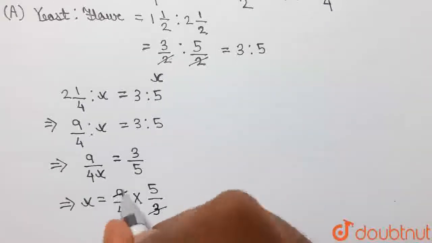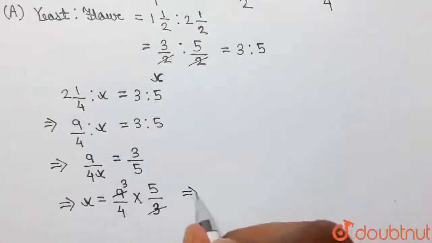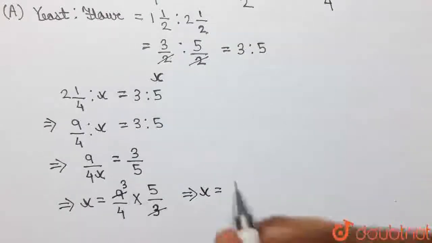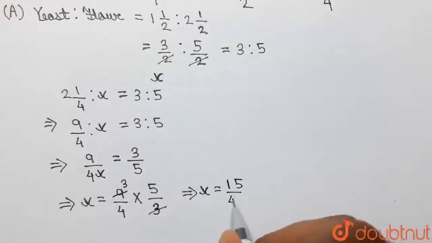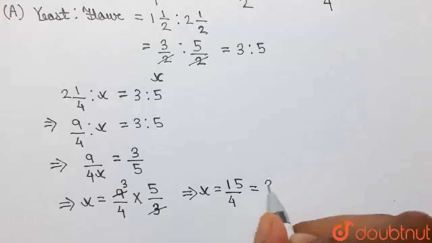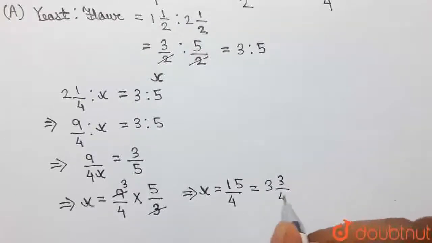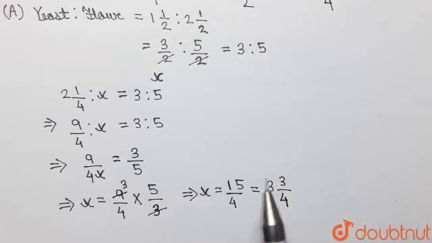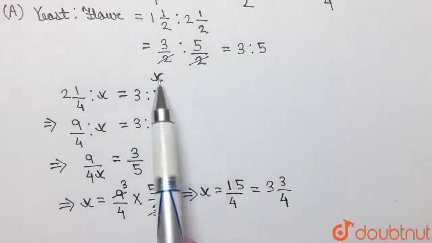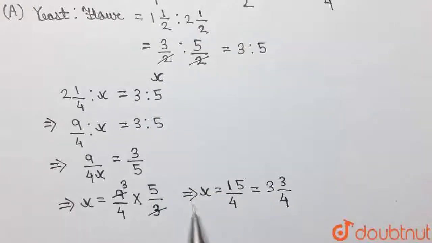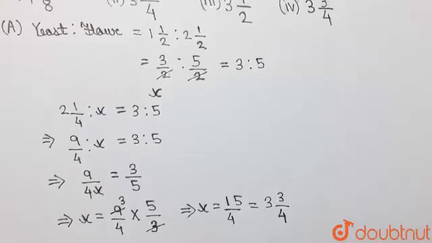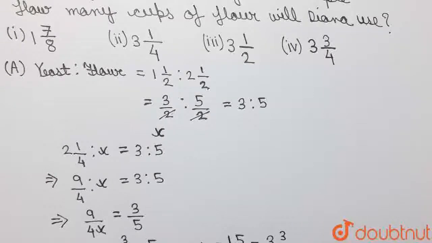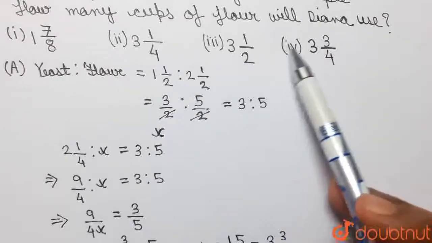3 and 9 cancel out, leaving 3 in the numerator. So we can conclude that x equals the product of 3 and 5, which is 15, hence 15 by 4, which can also be written as 3 whole 3 by 4. So we had assumed that the number of cups of flour Diana used is X, and we have found the value of X to be equal to 3 whole 3 by 4. So she has to use 3 whole 3 by 4 cups of flour. The answer should be 3 whole 3 by 4, and going through the options we can see that option 4 is the correct option.